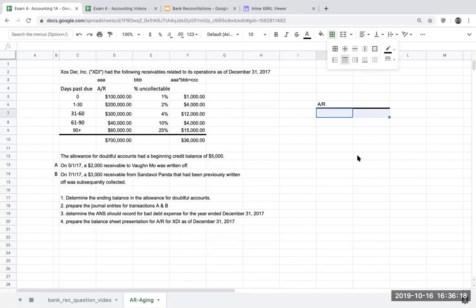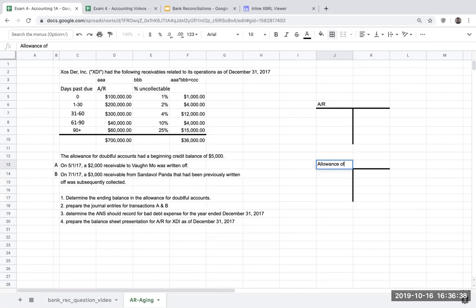So in the last exam, we were going through and recording AR when we sold inventory. What I need to do when I'm showing my balance sheet is show my allowance for doubtful accounts, or what we call the ADA.